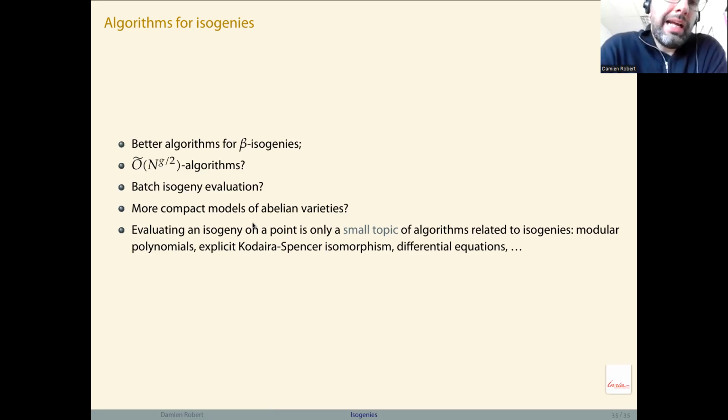And of course, here I've just briefly described how to evaluate an isogeny on a point, but it's only a small topic of a whole field of algorithms related to isogenies, a topic which involves modular polynomials, differential equations, and so on and so on. So it's only a small part of algorithms for isogenies between abelian varieties. And so there is still a lot of work to do, which is quite exciting. So thank you. I hope you were able to hear me and do not hesitate to ask any questions.